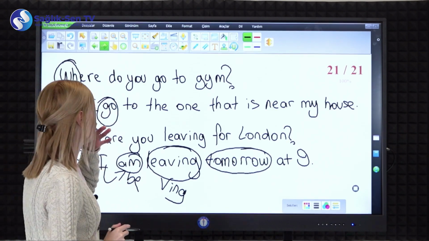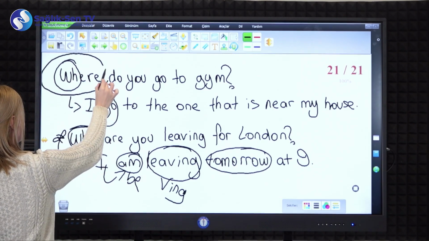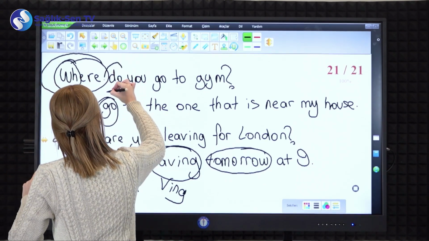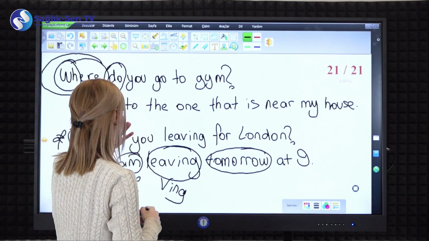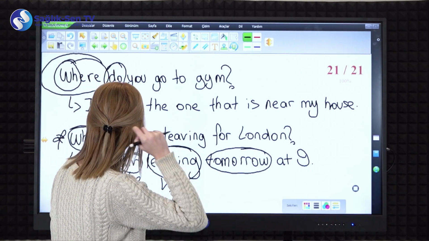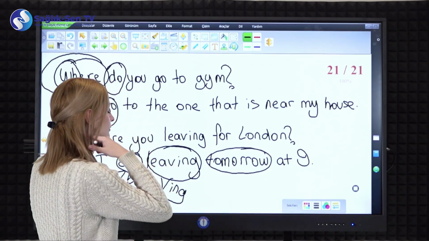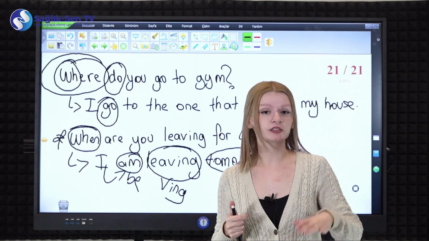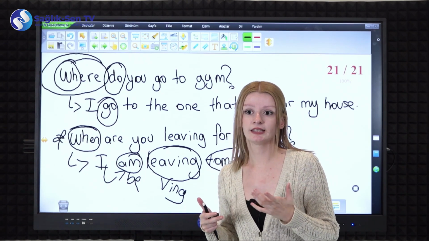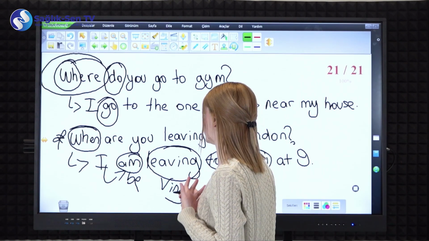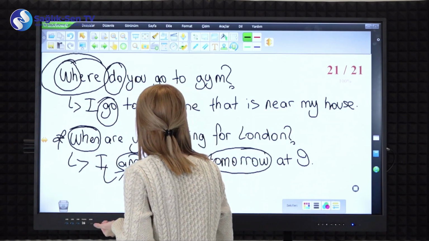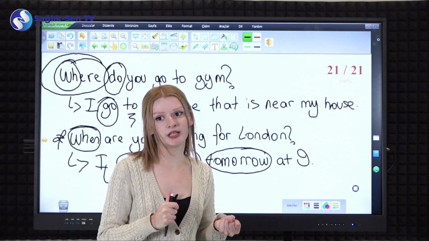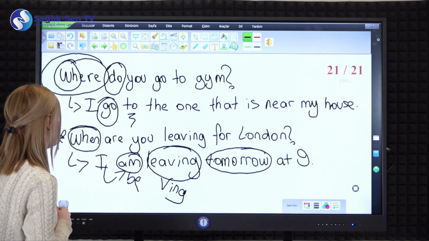Where do you go to gym? WH questions get in the beginning of my sentence. And then, in this particular example, do gets after that. Do you go to gym? I could say the one near the lake, the one is on top of your building. It can have numerous answers. I go to the one that is near my house. Also, we said that this is something that happens regularly. That's why it's in present simple.